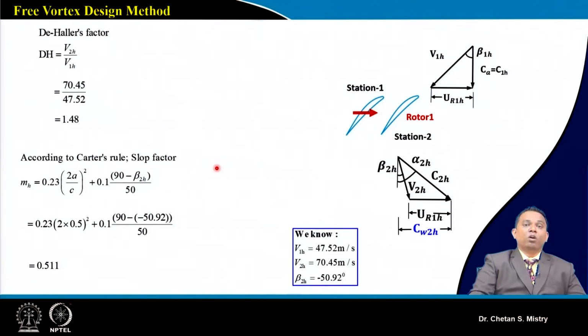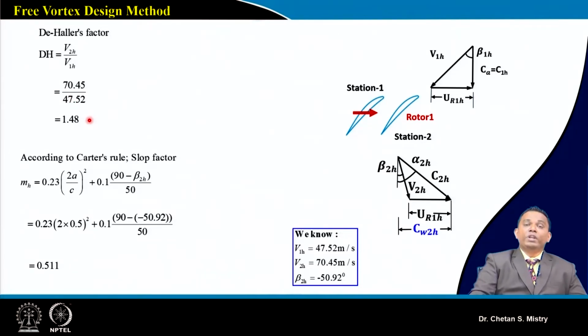Now we know our de Haller factor, which we define as a relative velocity ratio, that is nothing but V2 by V1. So here this is coming to be 1.48. Okay, this is coming slightly on the higher side. We will see as compared to our fundamental method, this number is coming on the higher side.